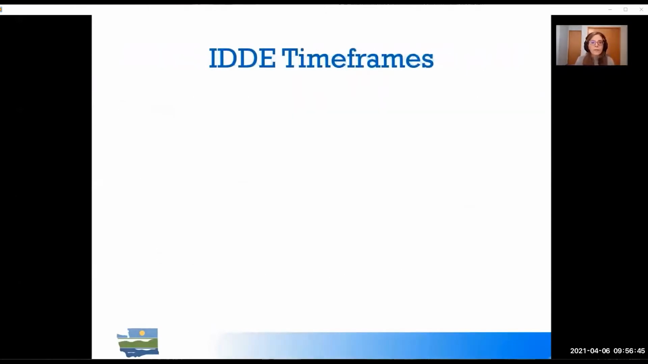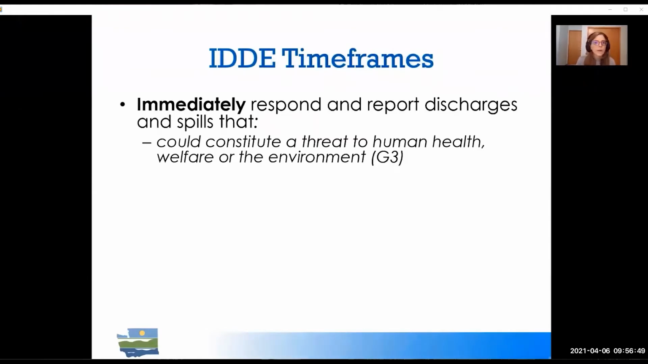The permit includes timeframes for reporting and response as summarized here. Permittees must immediately respond and report discharges and spills into or from their MS4 that could constitute a threat to human health, welfare, or the environment. This is general condition G3 of the permit, which is an immediate notification to the Ecology Regional Office through our Environmental Complaint System, also known as ERTS.